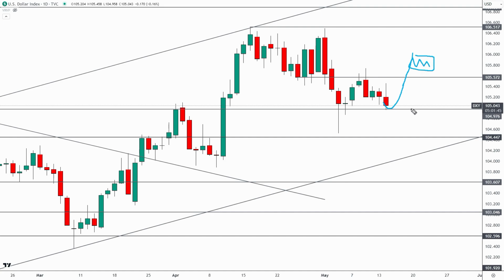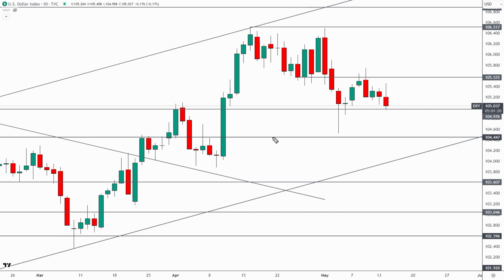Okay, so for the DXY, we have the bullish scenario above 105.6 and the bearish, at least short-term bearish, with a close below the 105 area. But again, you've got to be careful with that because we do have 104.5 and also the bottom of that channel down there closer to 104.